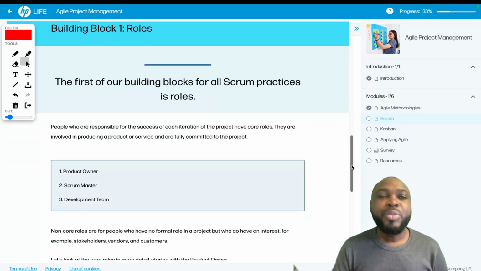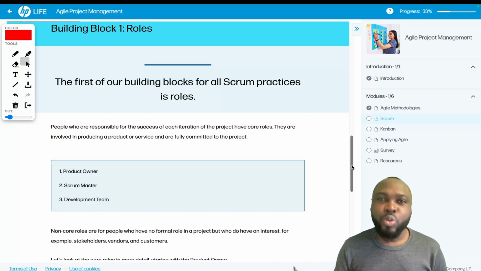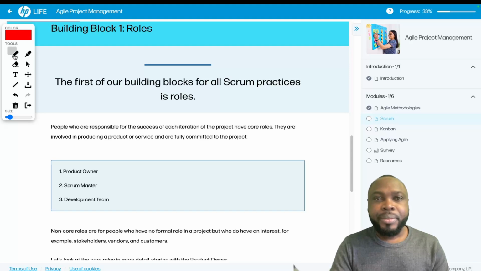The first of our building blocks for all Scrum practices is roles. These are the people responsible for the success of each iteration of the project. They have a core role. They are involved in producing a product or service and are fully committed to the project. So what are the roles in a Scrum team? We have the product owner, we have the Scrum master, and we have the development team.